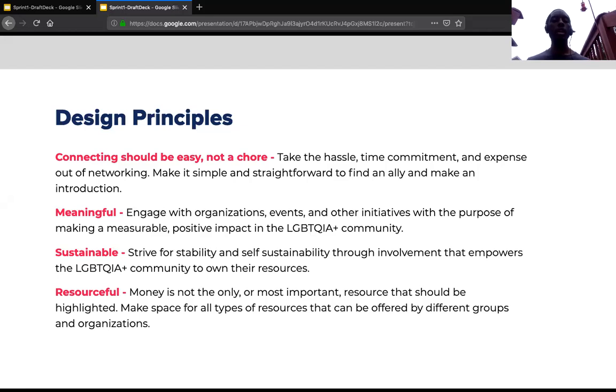So the first one is exactly what I was saying before with all the networking and connection issues. We want to make sure that it's not a chore and it's not a hassle. Again, we want to make sure it's meaningful, that it's impactful, and we want to make sure that it's sustainable, meaning self-sustainable, something that is not a drain on the community. And we also want to make full use of the resources available both inside the community as well as for the LGBTQIA affirming businesses.